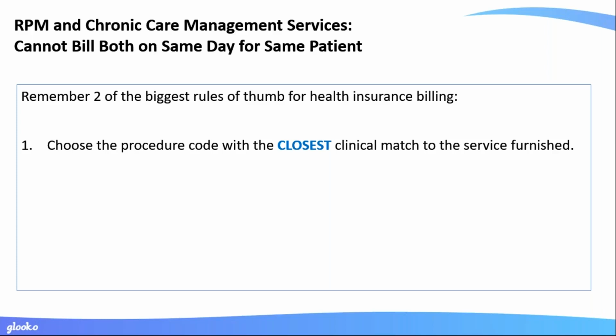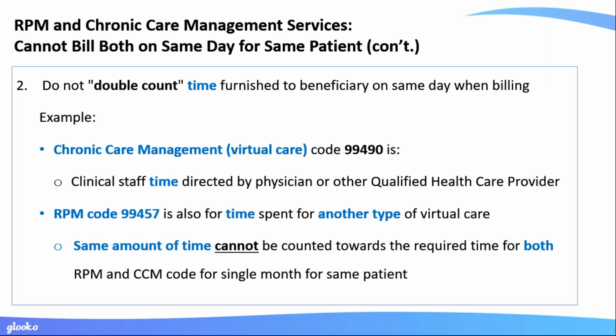The other rule of thumb is you have to choose the procedure code that's the closest clinical match to the service furnished. So if you start your beneficiary on CGM and you're really doing CGM with the Dexcom 6, and again, I'm not promoting a brand name for any financial incentive here, but you put them on the Dexcom specifically for CGM, that's then what you're billing. You're billing CGM codes because that's the closest clinical match.